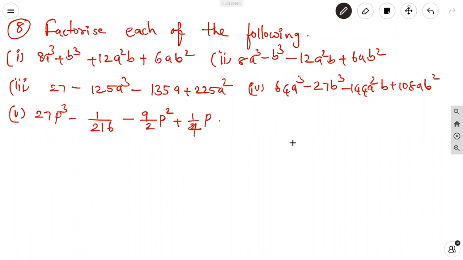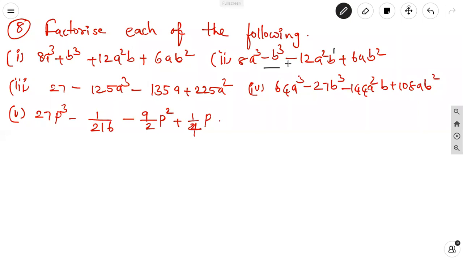Eighth one, factorize each of the following. The first problem is 8a cube plus b cube plus 12a square b plus 6ab square. Second one, 8a cube minus b cube minus 12a square b plus 6ab square. First and second both are the same, just what is the change? The signs are changed for the b variable. B having the odd degree, those terms have the negative sign.